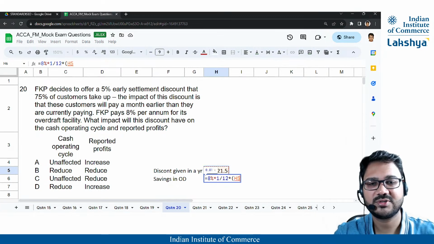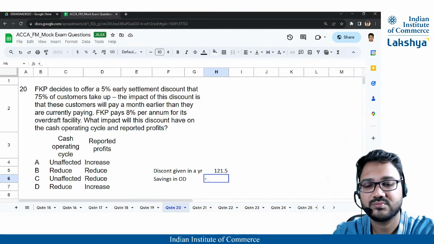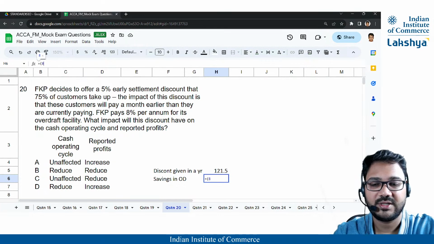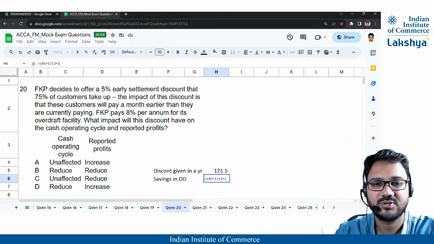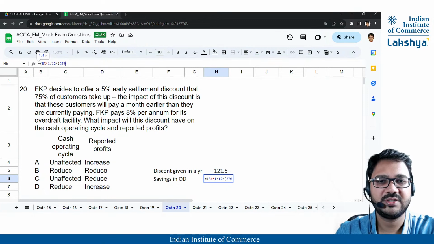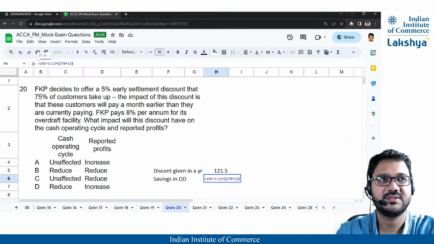What was the sales? Sales was 270 times 12. So 8% times 1/12, because only one month of saving, times 270 times 12. All right, so this is the sales, and okay, only 75% of the people take it, so 0.75.